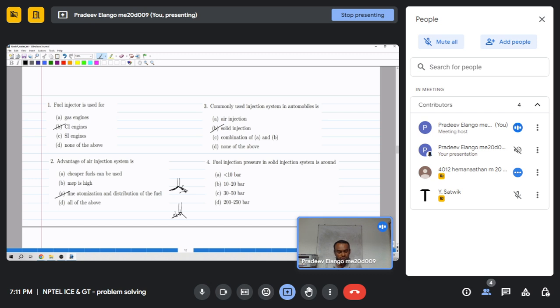Fuel injection pressure in solid system is around 200 to 250 bar, 30 to 50 bar, 10 to 20 bar, or less than 10 bar? No, actually solid injection has the highest pressure.